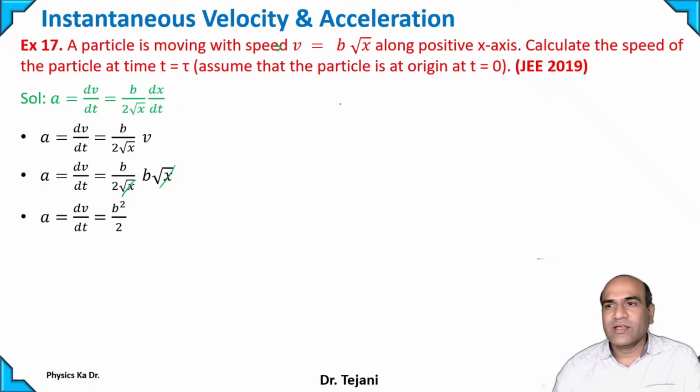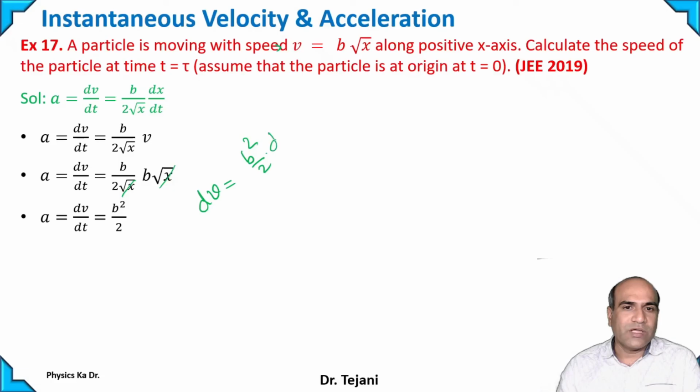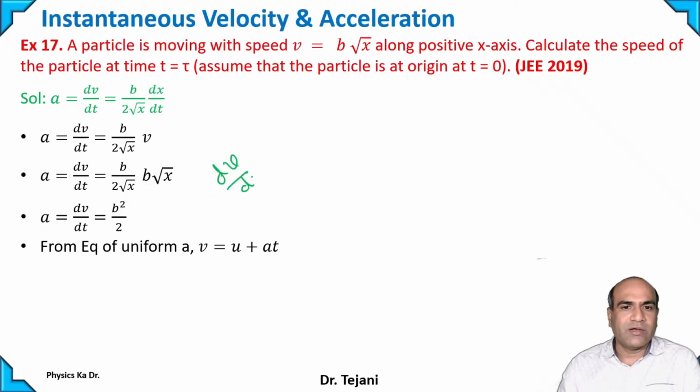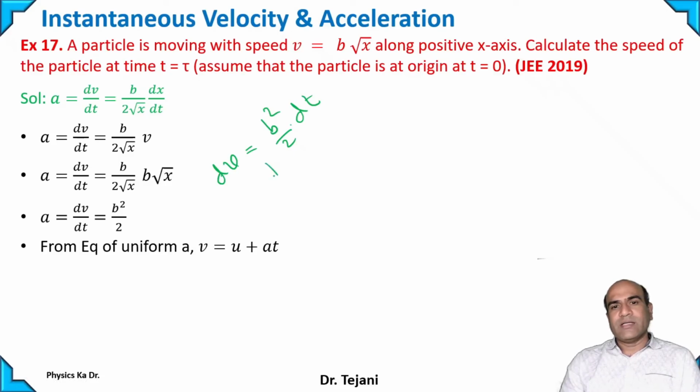This is given. So calculate the speed of the particle at given t is equal to tau. Assume that the particle starts at the origin. So we can do dv is equal to b square by 2 dt, or we have the equation from uniform acceleration. You may try this: put dt on the opposite side, b square by 2 dt. Just check whether you are getting the answer by using that. If you get the answer, comment me.